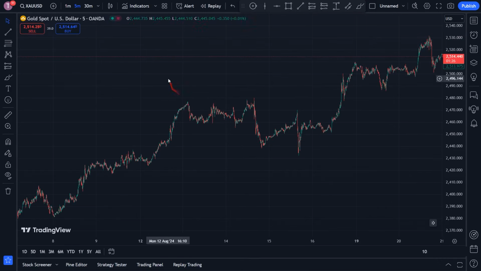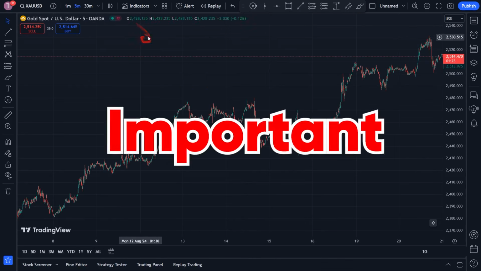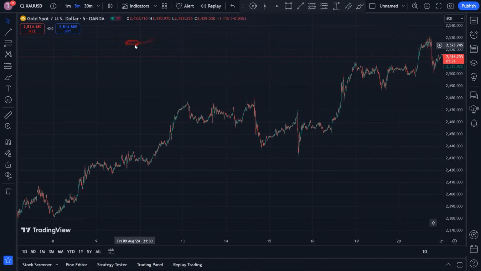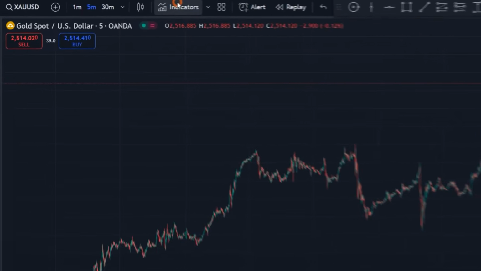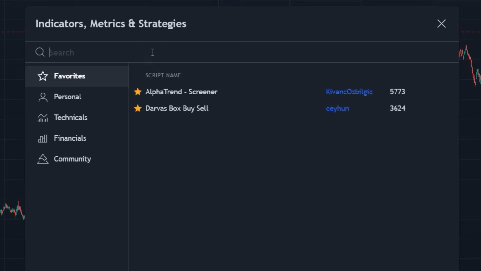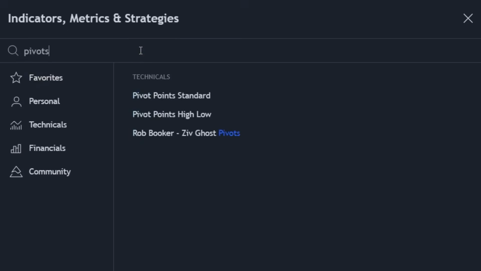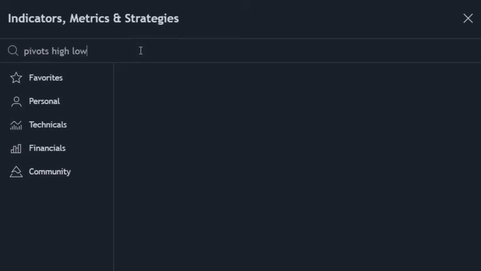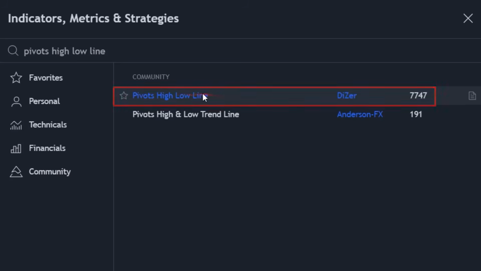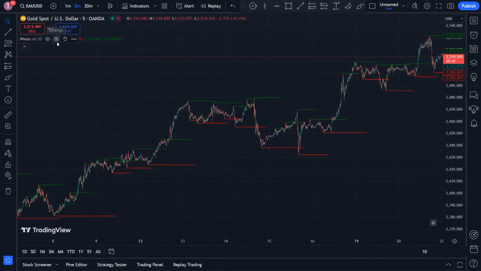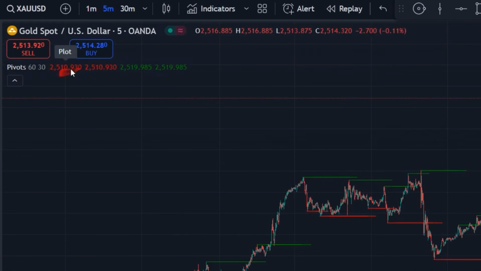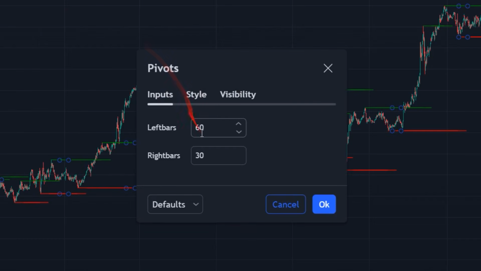Now we need to do the most important task, which is adding the first indicator to our strategy. To do this, we enter the Indicators tab and type in the search box, pivots high-low line. Once you find it, just click on it. Now, as always, we need to adjust the settings of this indicator from the default mode and apply our own changes. For this, simply enter its settings and make the changes you see in the following steps.